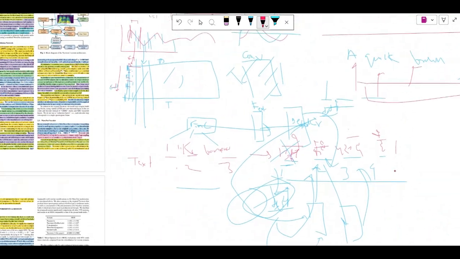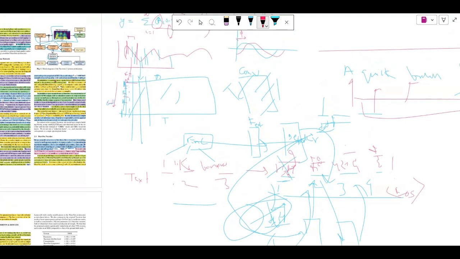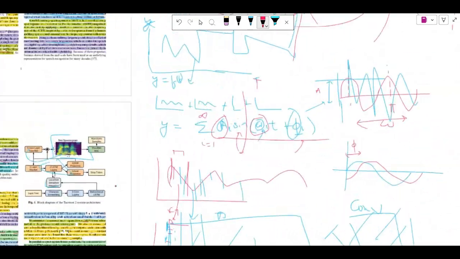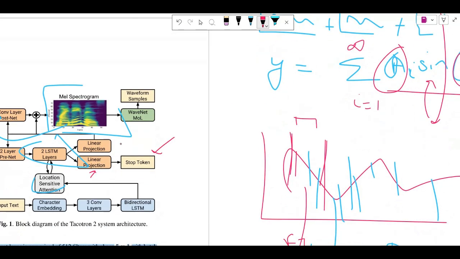In text, you usually stop whenever you predict an end of sentence token, but in this case, they have a separate small linear network which predicts a stop token. So at any point, if this stop token is predicted with a very high probability, you stop producing your mel spectrogram, and that is the length.